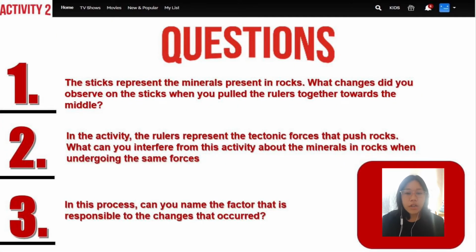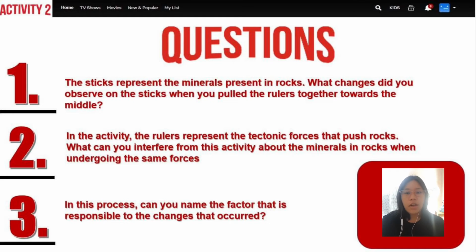Questions for Activity 2. The sticks represent the minerals present in rocks. What changes did you observe on the sticks when you pulled the rulers together toward the middle? When I pulled the rulers together, some of the sticks collide, some sticks subduct, and some sticks are above the subducted sticks.